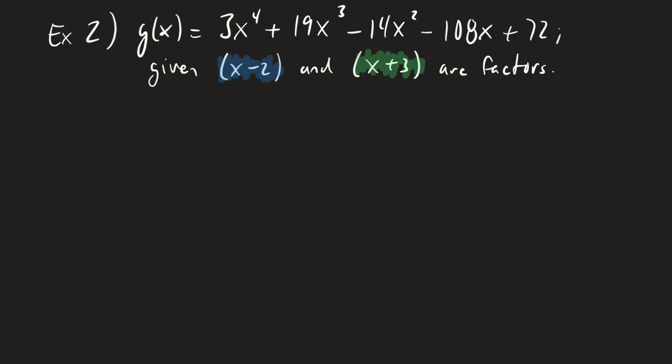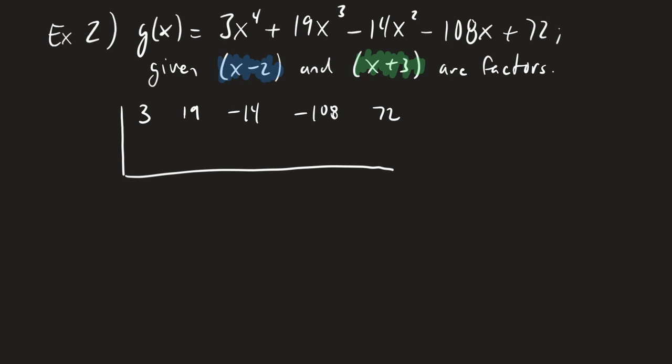I want to check for gaps. So 4, 3, 2, 1, 0. No gaps. Still important to check for them. Set up the box. So I got a 3, I got a 19, negative 14. Watch your signs. Negative 108, 72. I will get rid of the x minus 2 first. So I need a positive 2 there.